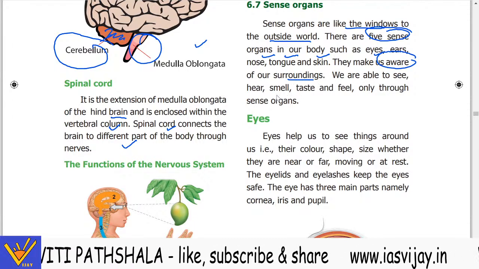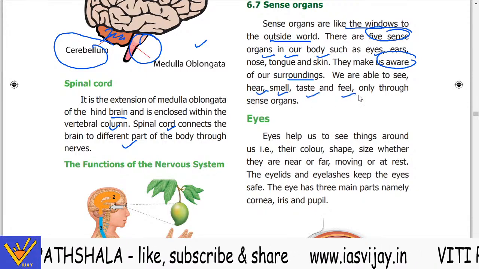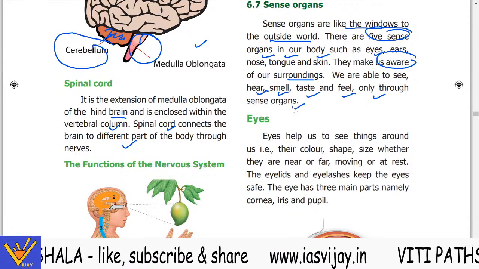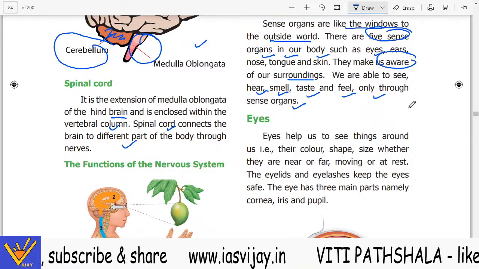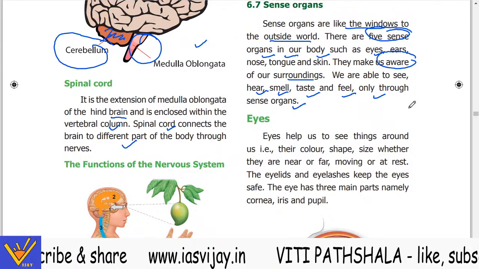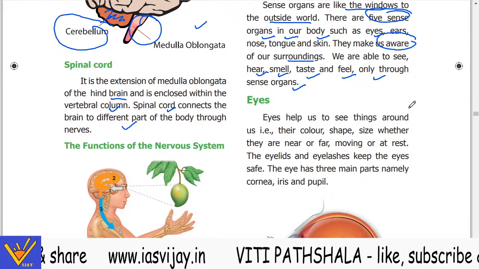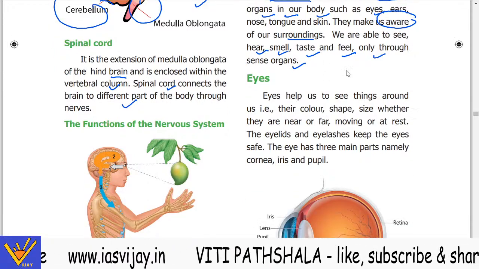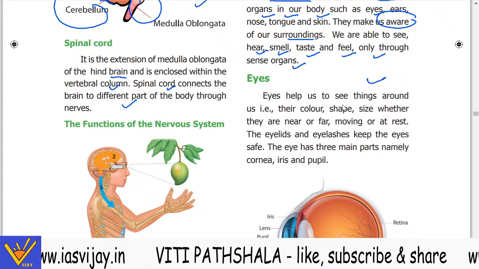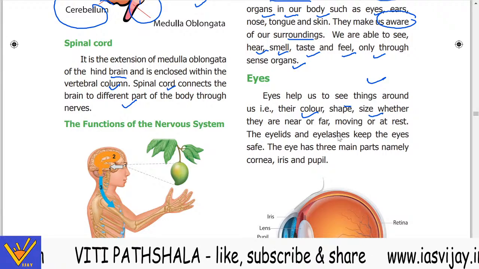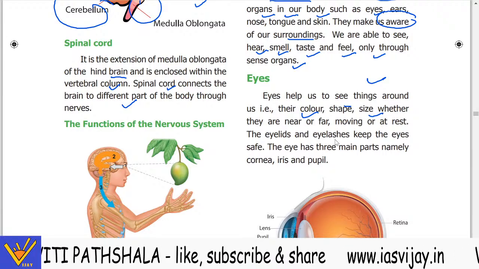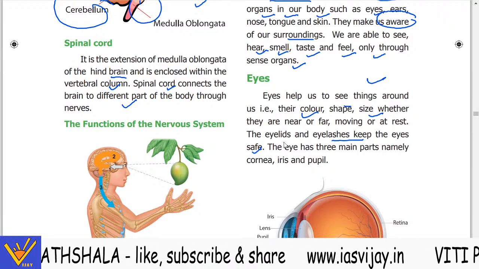Now we are able to see, hear, smell, taste and feel only through the sensory organs. तो हम जो है सुन पाते हैं, स्मेल कर पाते हैं, टेस्ट कर पाते हैं, फील कर पाते हैं, ये सेंसरी ऑर्गन के द्वारा ही है. Now eyes help us to see things around us, their color, shape, size, whether they are near or far, moving or at rest. Eyelids and the eyelashes keep the eyes safe, रखती हैं eyes को.